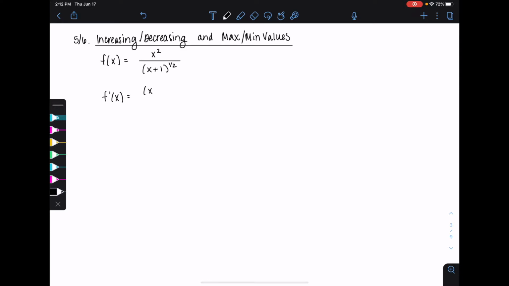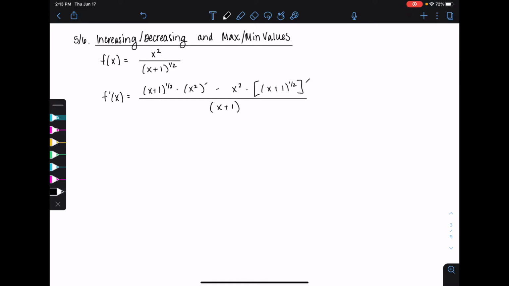So we get low d high minus high, and then we want to take the derivative of the low and then divide this by low. So that's x plus 1 to the 1/2 squared. Okay.